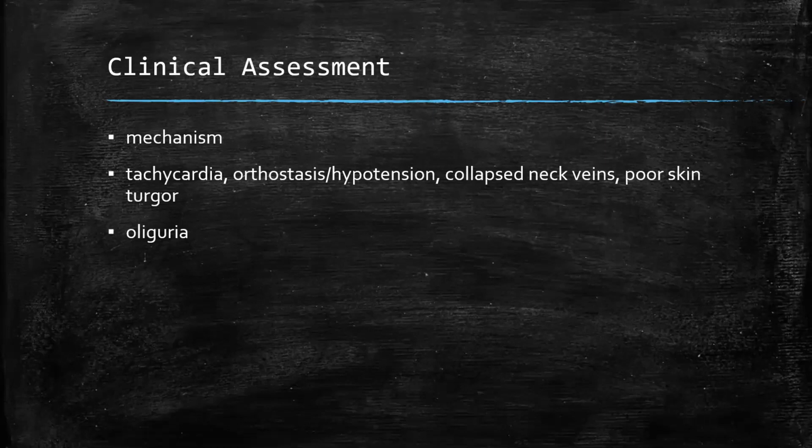Other clinical parameters can be important. Tachycardia, hypotension, perhaps collapsed neck veins, poor skin turgor. These are all clinical signs that sort of clue us in as to how extensive that volume deficit may be. And then, of course, we measure urine output. We use urine output as a surrogate for organ perfusion, and oliguria is what we tend to follow and try to improve in our hypovolemic patients.